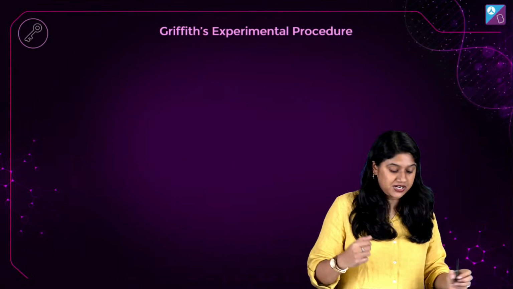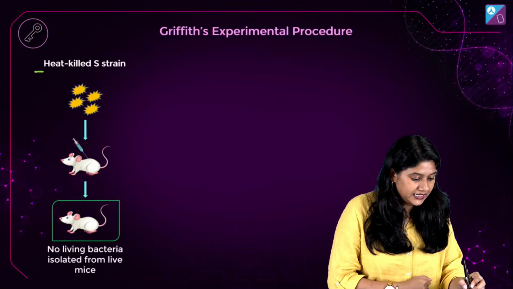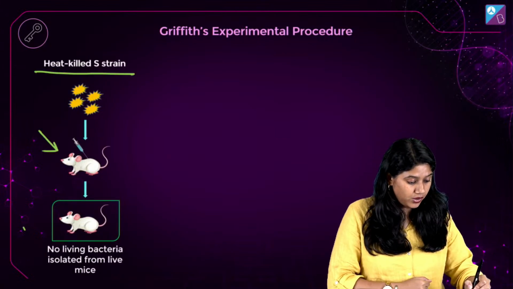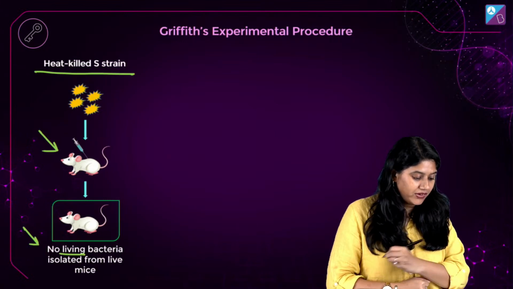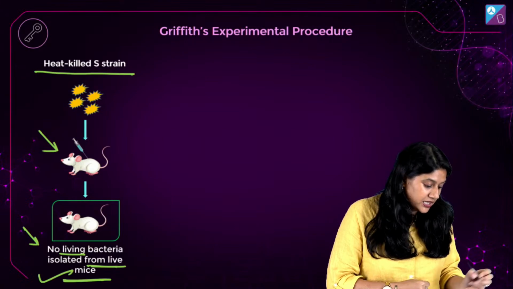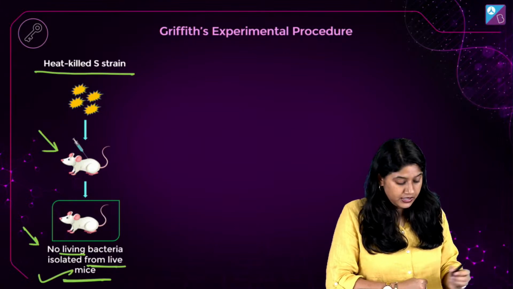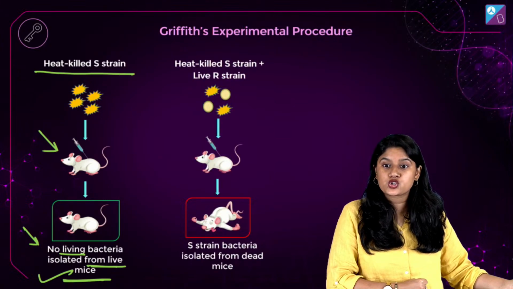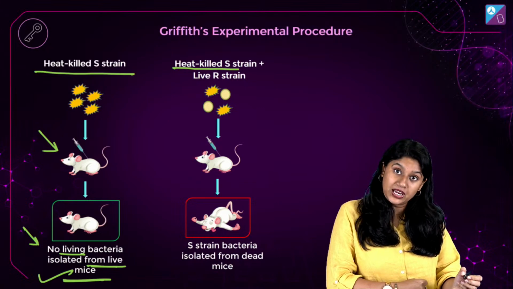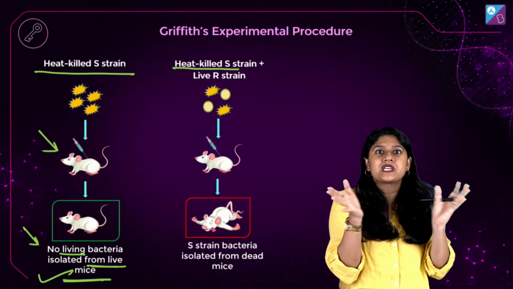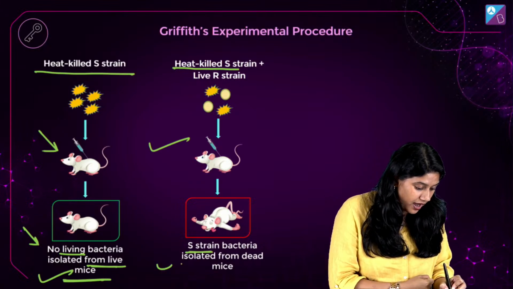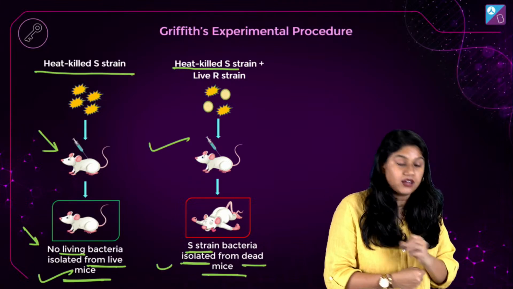Then the third step comes everyone, right? Heat killed S strain. Heat killed S strain को जब mice में डाला तो क्या हुआ? No living bacteria was isolated. कोई भी living bacteria हमने isolate नहीं किया mice में से, mice जिंदा था. The last one was a shock to the scientist that heat killed S strain और live R strain को जब साथ में लाया तो क्या हुआ? S strain bacteria isolate हुआ dead mice के अंदर से.